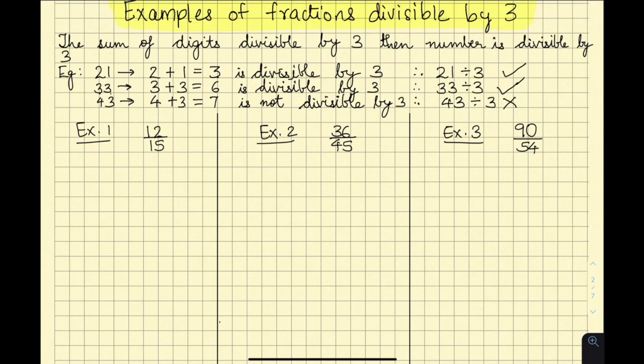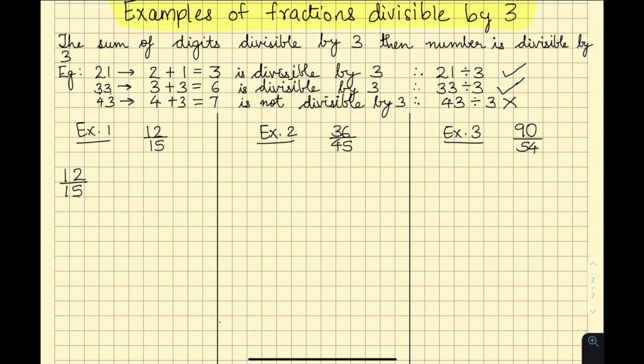Now let us see examples. Example number 1, the fraction given is 12 over 15. We need to reduce it to the simplest form. So what we do is take 12 and 15. Now if you see, 12 is an even number with digit 2, whereas 15 is an odd number with digit 5 in the unit space.